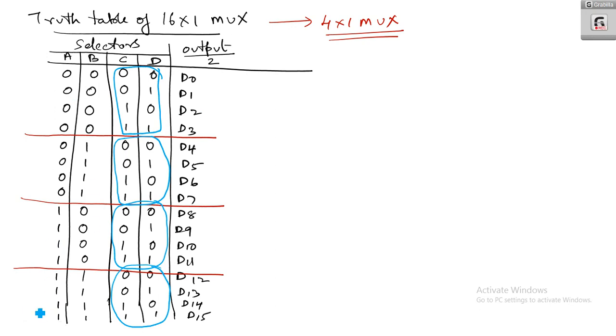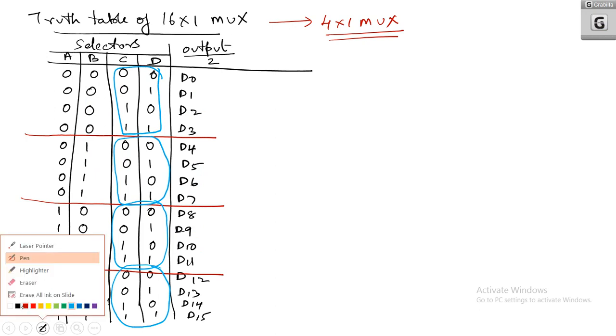Now if you need to realize the first part only, I can choose this CD as my selector, right? In the second also I can use CD as my selector. If I am choosing CD as a selector here, I can select D0, D1, D2, D3. Similarly, taking the same CD as selector, I can select D4, D5, D6 and D7. So same CD as selector, I can take D8, D9, D10, D11. Now let me try with that first.